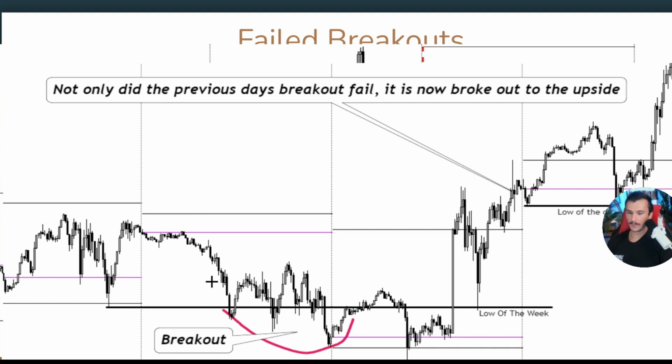Next example, we have a breakout that attempted to go lower the following day and then failed and actually broke back up to the upside. This is usually going to be a strong opportunity for me to look for a buying opportunity the following day, but we'll get into that a bit later in the series. Just for now, understand that these failed breakouts have a lot of meaning.